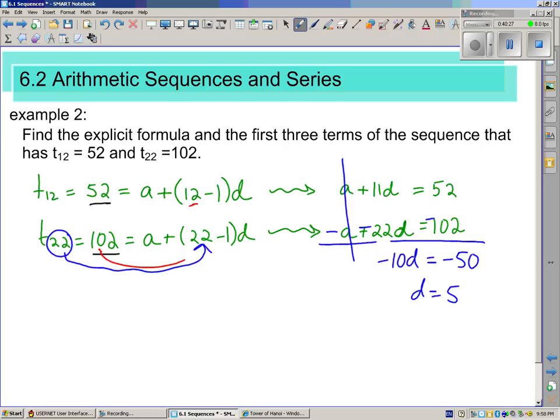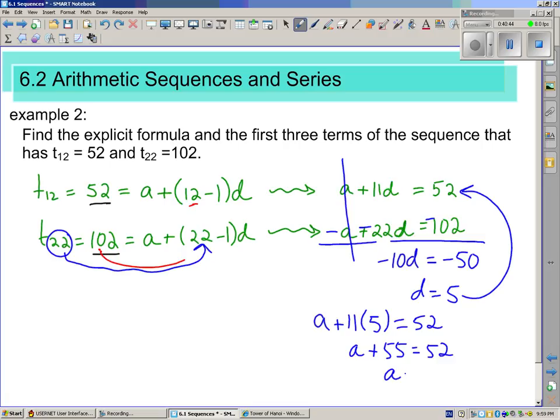How do I get my first term? I stick it back into one of these two formulas. Let's do this. A plus 11 times 5 is equal to 52. A plus 55 equals 52. A is equal to 52 minus 55. A is equal to negative 3. That's an A, folks. A is negative 3.